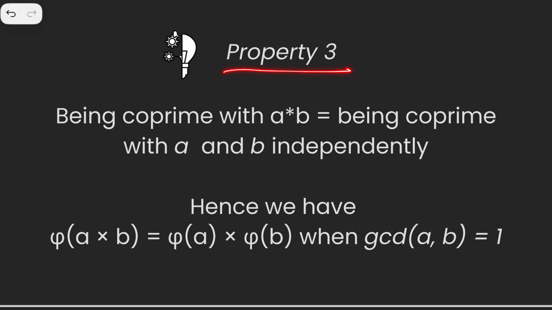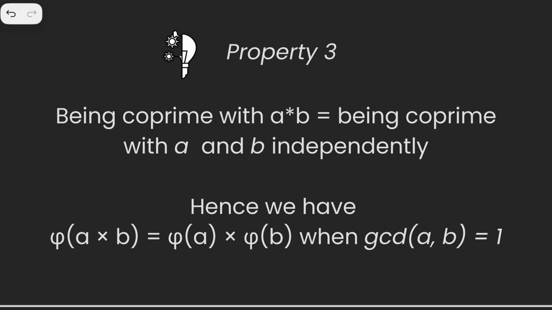So let's come to property 3. The count of numbers that are co-prime with a times b is just equal to the count of numbers co-prime with a and the count of numbers co-prime with b, independently. So we can multiply. This is very hard to see. If you are good with the Chinese remainder theorem, then you will be able to figure this out. But don't worry, there are two different proofs to it. One follows from inclusion-exclusion, the other follows from the Chinese remainder theorem.